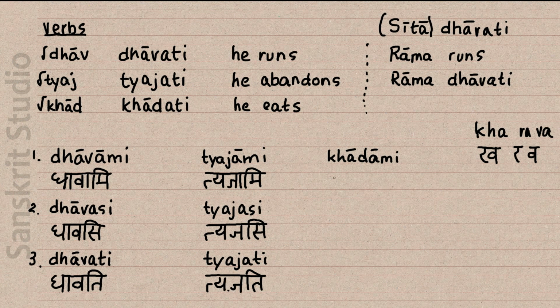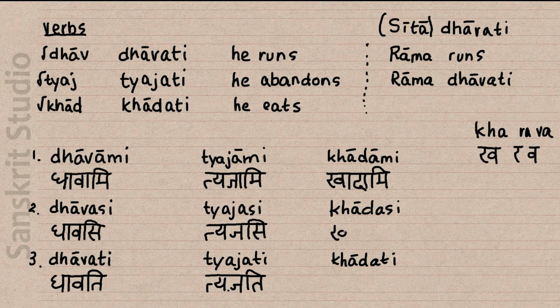All right, so let's do the khādami. I eat. Or let's do all of them first. Khādasi. You eat. And last but not least, khādati. He eats. And if we now do ka, and we have a long a here, and then we have a d, da, and the mi sound. Khādami.